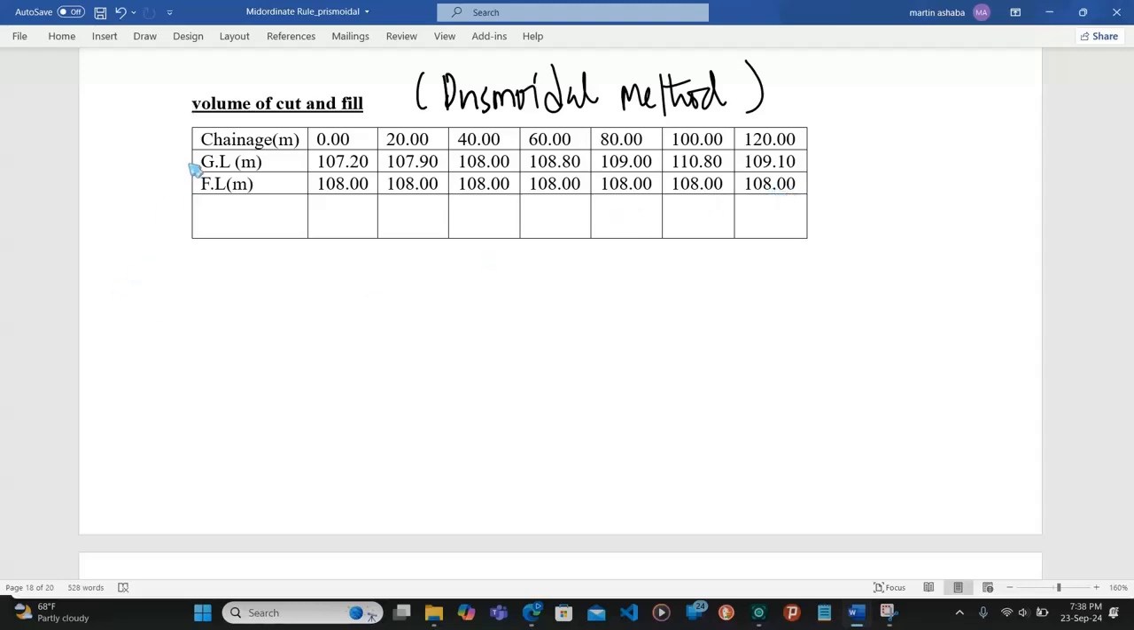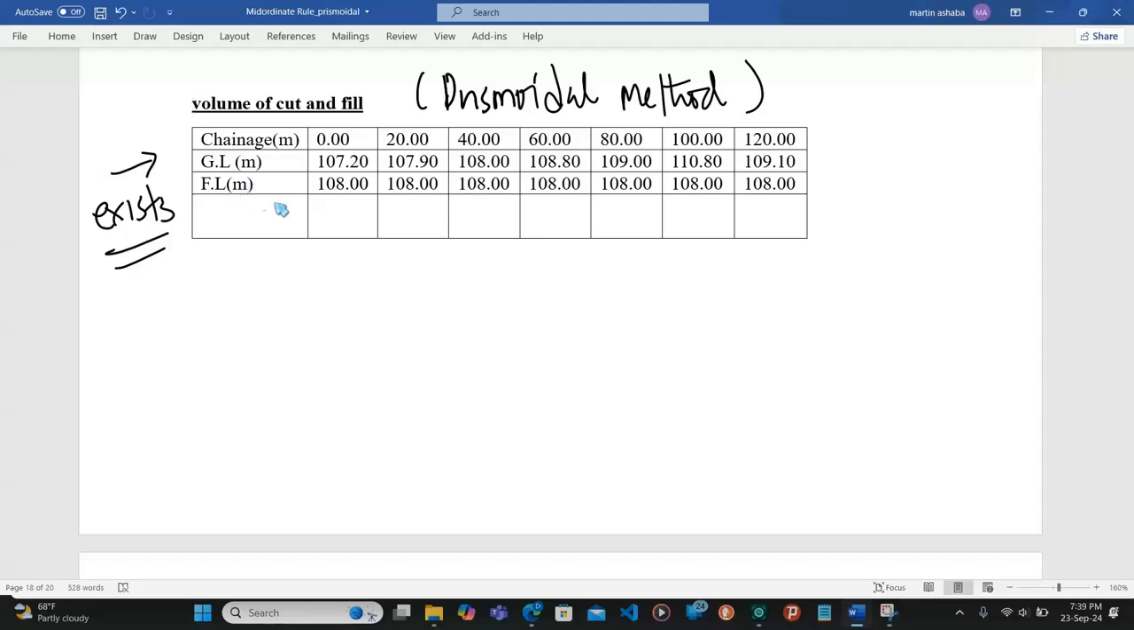The ground level is the way the ground exists as per now. But now we are looking at raising this ground to 108. We want to attain a level of 108, and that's where we want to start our constructions from.